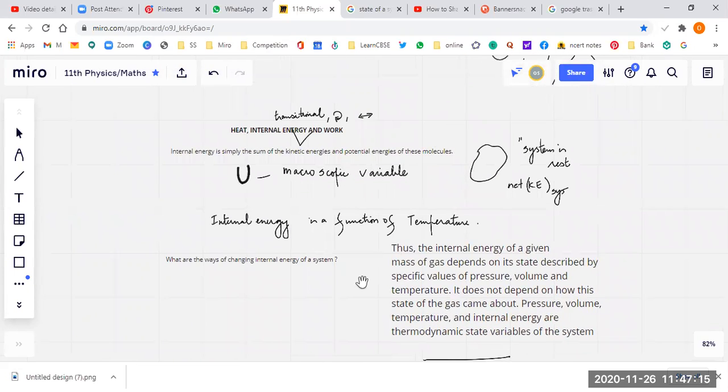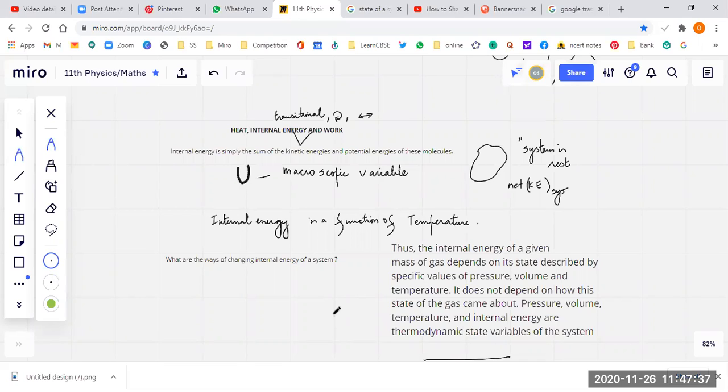So, students, internal energy. The simple definition of internal energy is the sum of kinetic energy and potential energy of the molecules. Which molecules, students? Let's see. We have taken this as a system. Yesterday we defined a system.